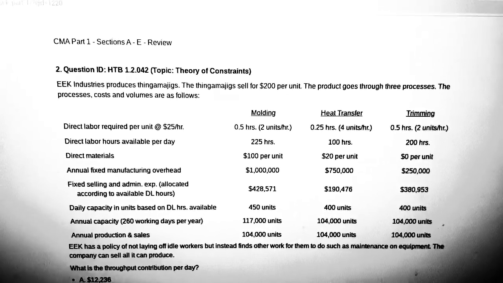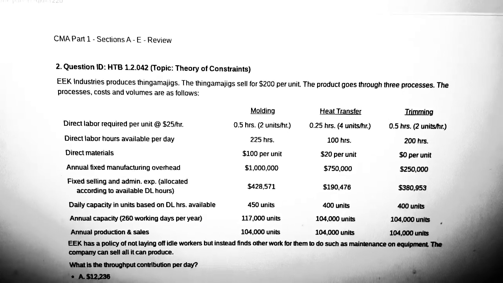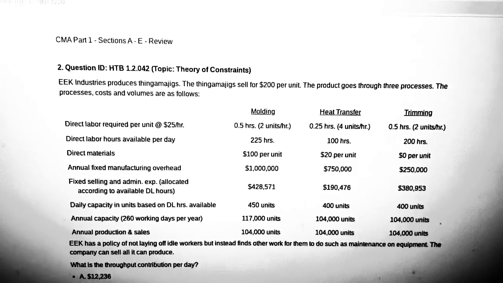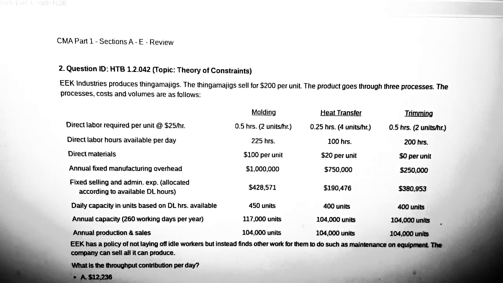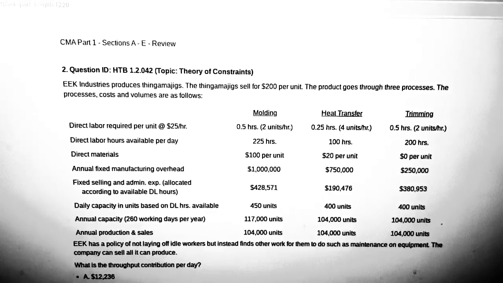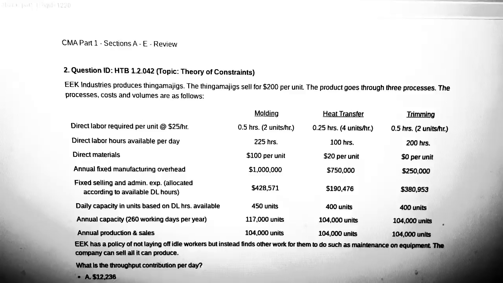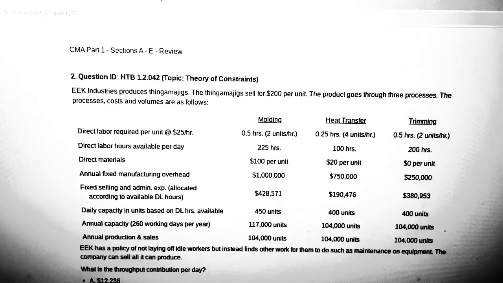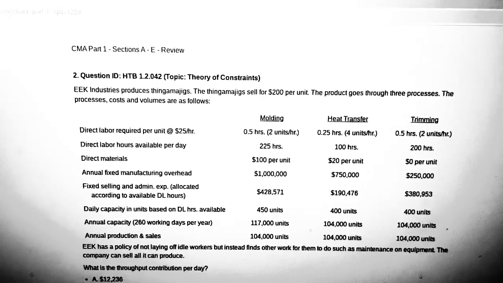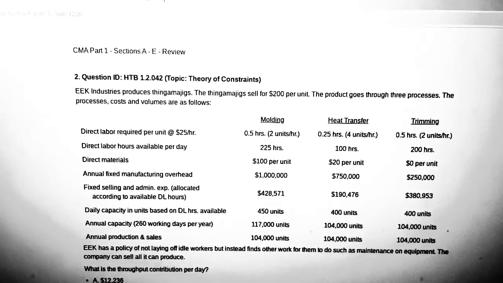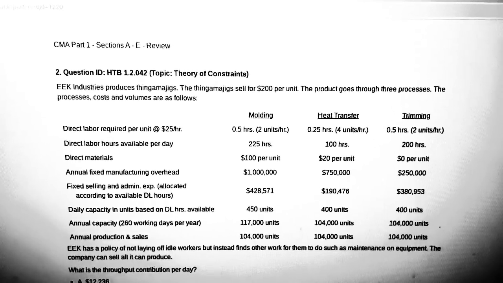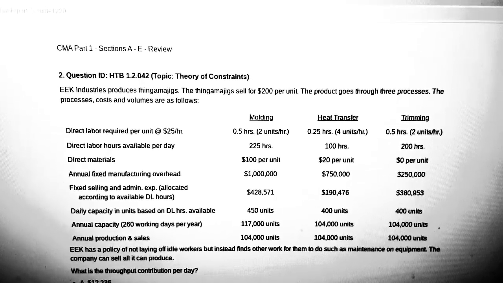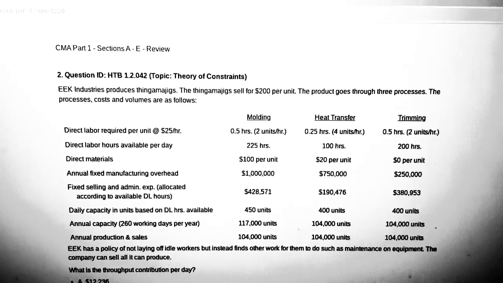Okay, so this is a question on theory of constraints, and the question is giving you direct labor, total selling price without the cost is 200, and it's giving you direct labor hours available per day, direct materials, annual fixed manufacturing overhead, daily capacity, and fixed selling and admin expense, and it has three processes: molding, heat transfer, and trimming.